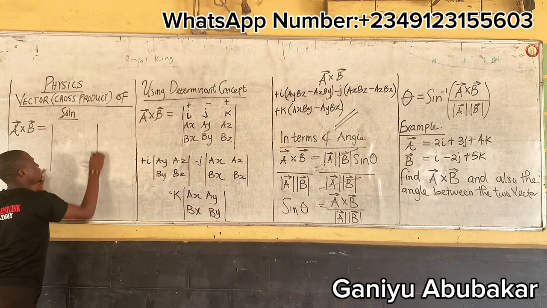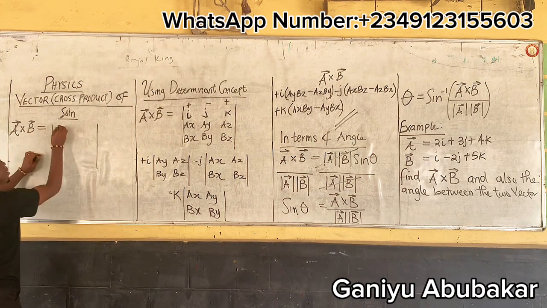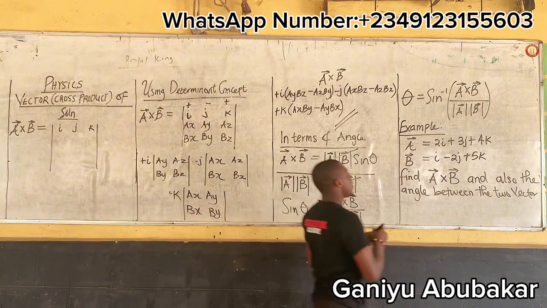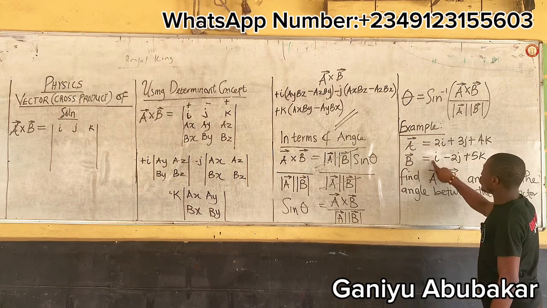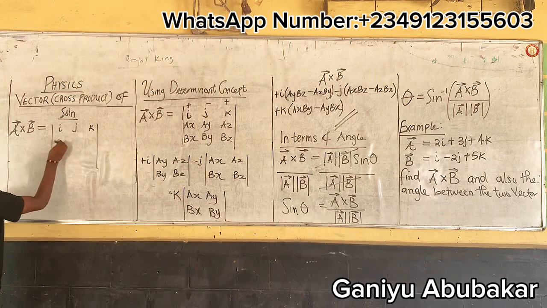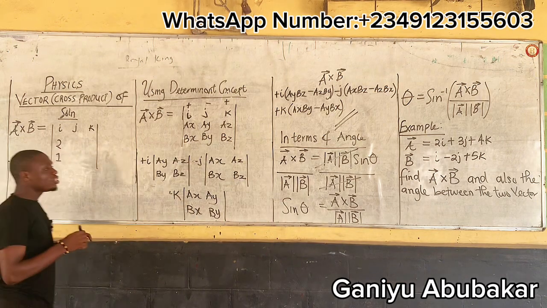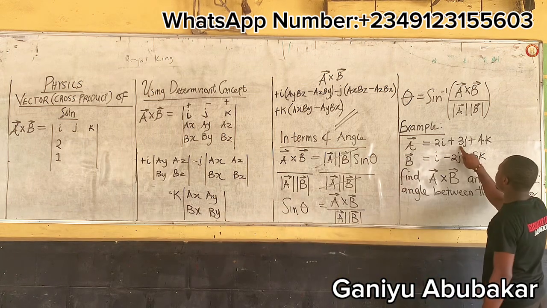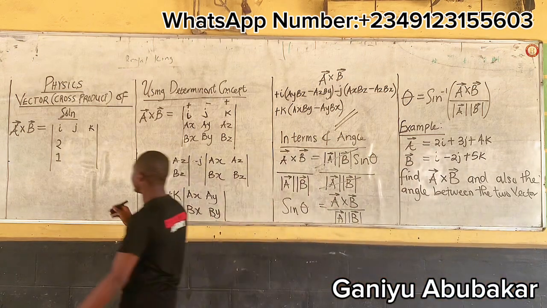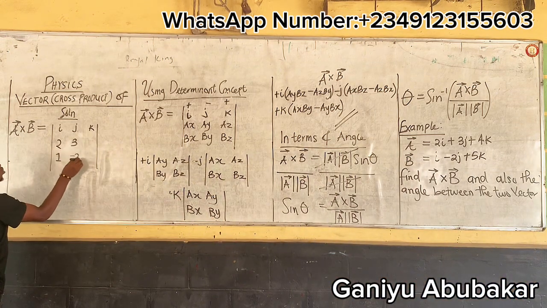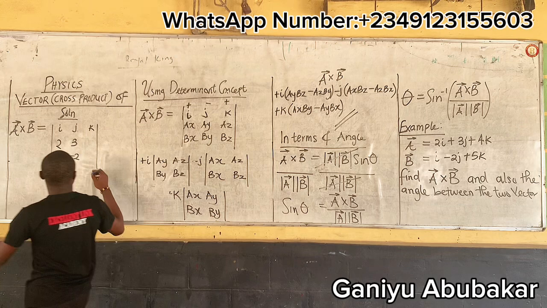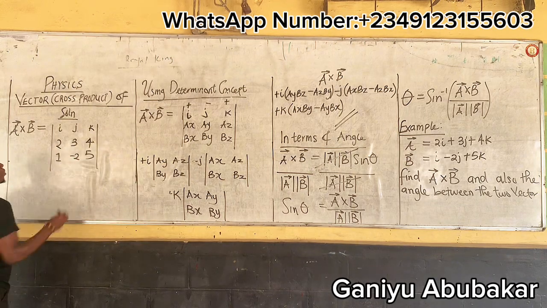Draw a line this way. Now I'm having i, j, and k. For i, my i here is 2, and the i in B is 1. So here becomes 2, here becomes 1. For j, check your j: it is plus 3, and here is minus 2. So I have 3 and minus 2. For k, I have 4 and 5. So I have this.